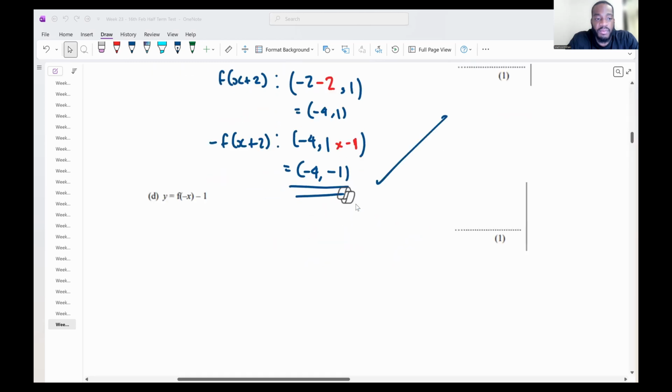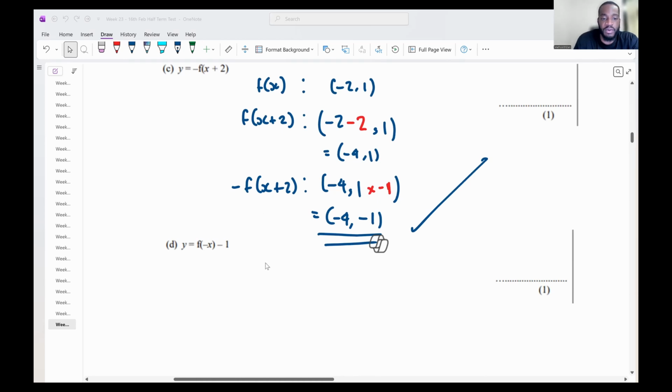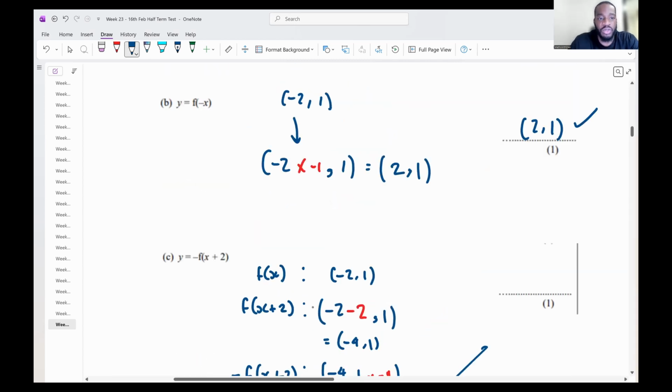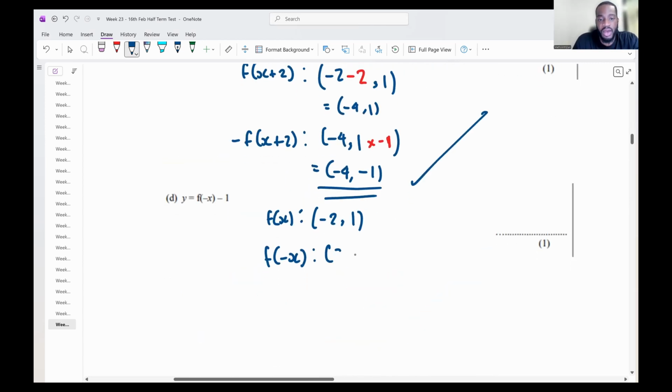Then the last one is f of minus x minus 1. This one we can actually do in two parts. F of x is minus 2, 1. We actually did f of minus x already, in part B, I believe, and that was 2, 1, where we multiplied the x coordinate by negative 1. So we're here. Now, the next part is that minus 1 on the outside.